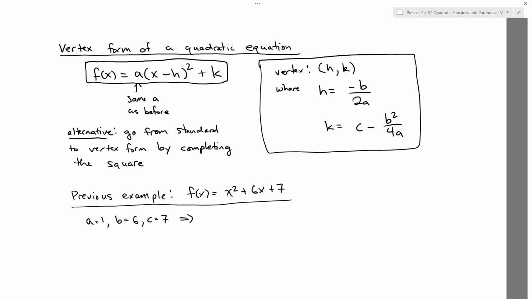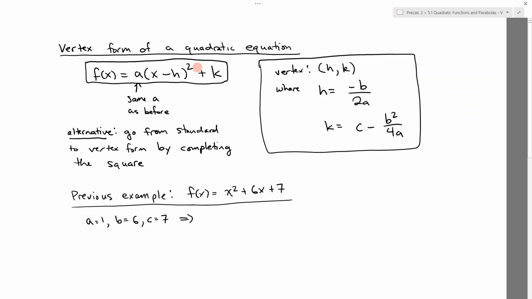Now onto the second page. We have a second way of writing down a quadratic equation, which is called vertex form. And vertex form of a quadratic equation looks exactly like this. And it's called vertex form because it contains these two numbers, h and k, which describe the vertex of the parabola. So h is just the x coordinate of the vertex, and k is the y coordinate of the vertex.